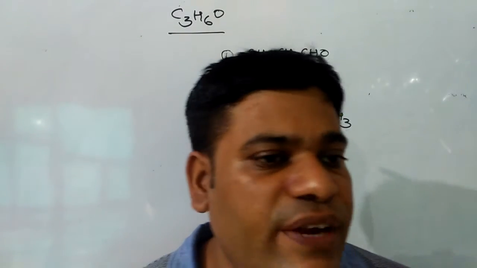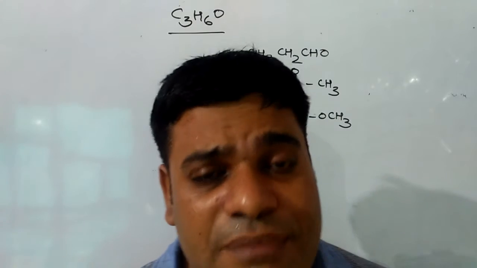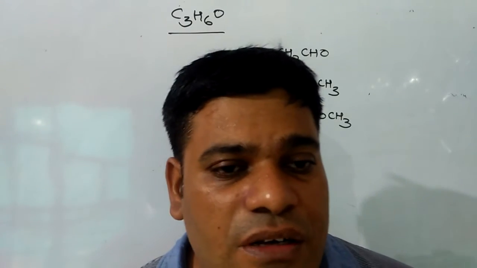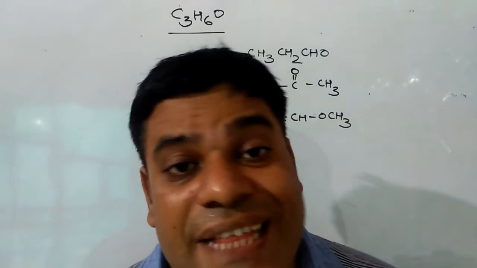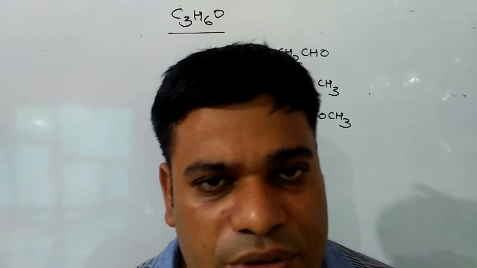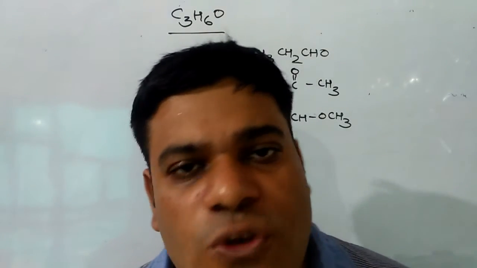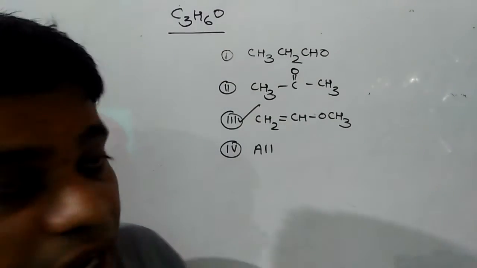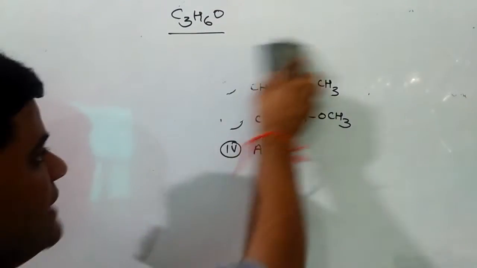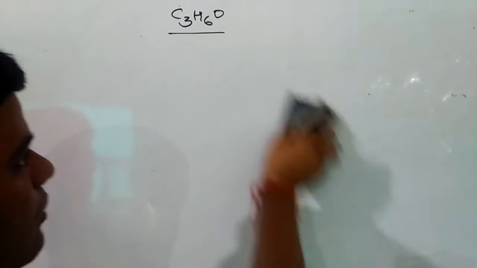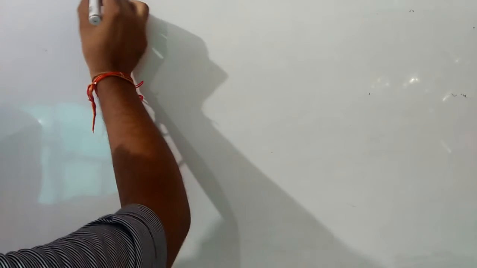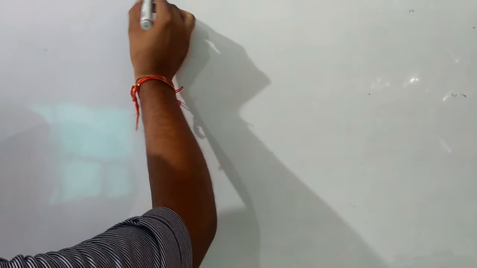With this, we have finished the nomenclature and isomerism in aldehyde and ketone. Now we are going to discuss the methods of preparation of aldehyde and ketone. These are very important methods. The first method by which we can prepare aldehyde and ketone is from alcohols.